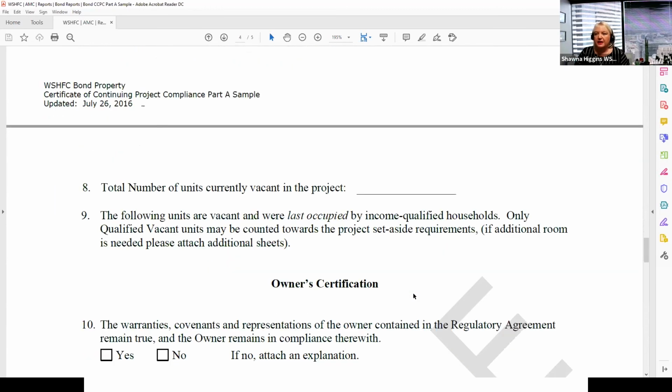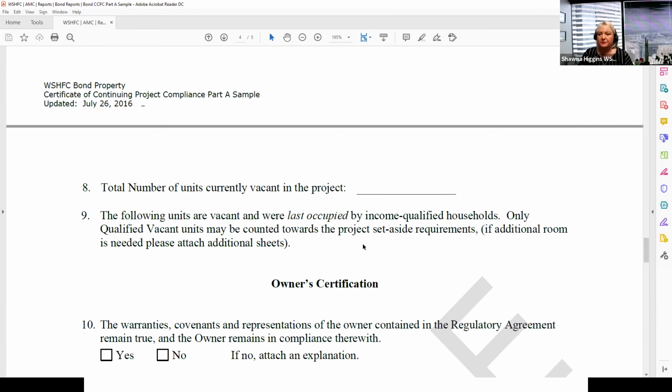And then number 9, I'm just going to go into detail on this one, because on number 9, we want to know what the unit numbers are that are qualified vacant. Not how many units you have, but what unit numbers they are.